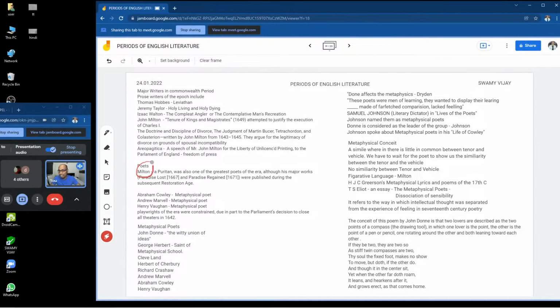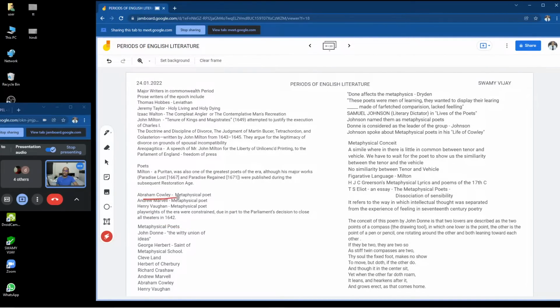If we discuss poets, of course there is a lengthy class on John Milton in later stages, but here John Milton is a Puritan who was also one of the greatest poets of the era, although his major works Paradise Lost and Paradise Regained were published during the subsequent Restoration age. He had written these during the Commonwealth period, but the books were published during the Restoration age. If you keep Milton aside for a while, there are other poets who were famous in that era.